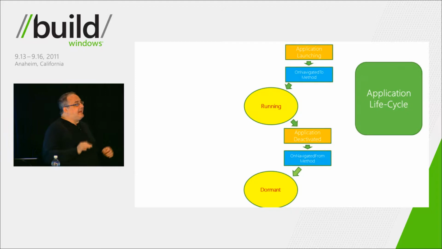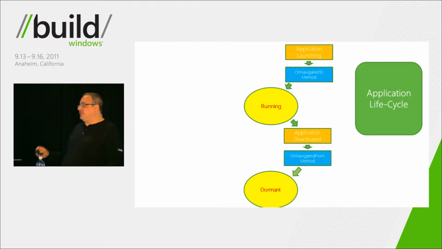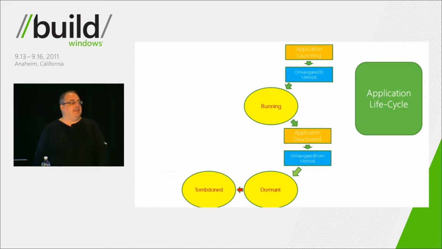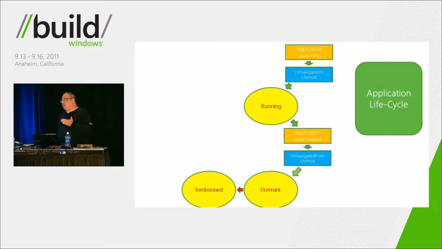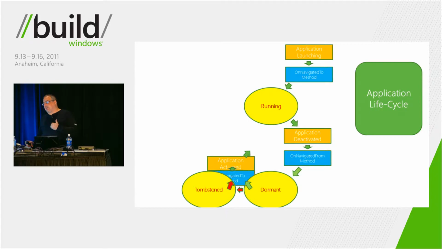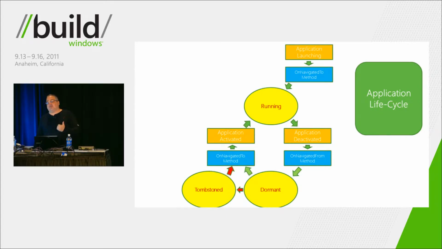However, if a lot of applications go into the dormant state, if memory is short, it is possible for your application to transition to the tombstone state. And there, unfortunately, the state of your page is lost unless you have saved it programmatically. When you come back from dormant or tombstoned, onNavigatedTo is called, and application activated is fired.